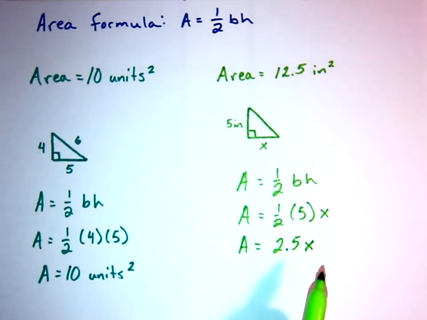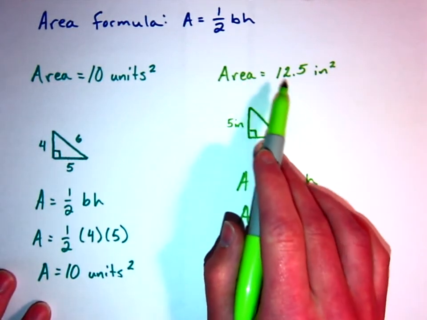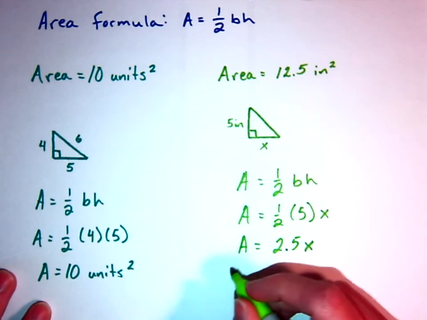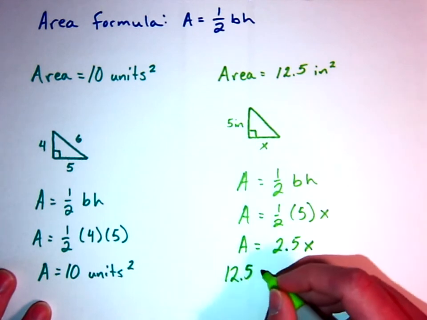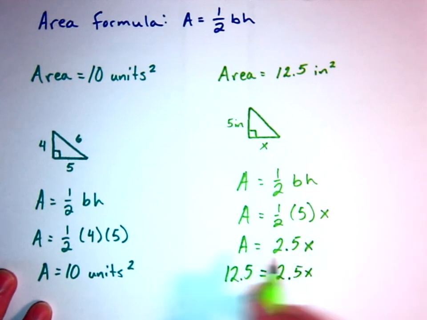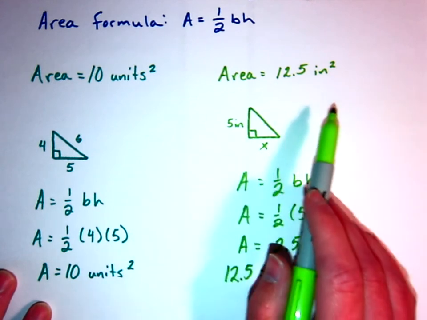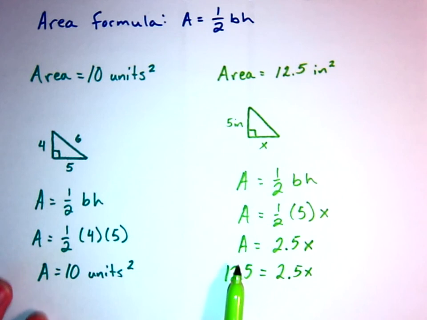We have two variables: A, which stands for area, and x, which stands for our missing side length. We know the area is 12.5 inches squared, so I can put 12.5 equals 2.5x. I don't need to write inches squared. I could have plugged that in all the way up earlier, because we knew from the get-go that the area equaled that. In the beginning, A was the unknown variable that we had to find. In this case, we're not looking for A, we already know it. We're looking for x.